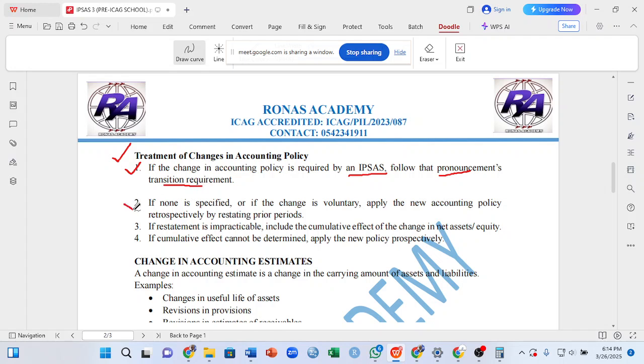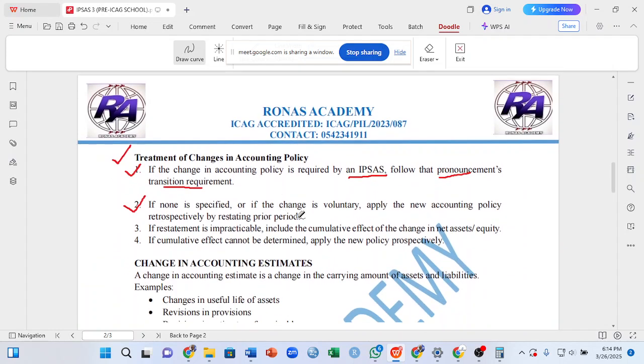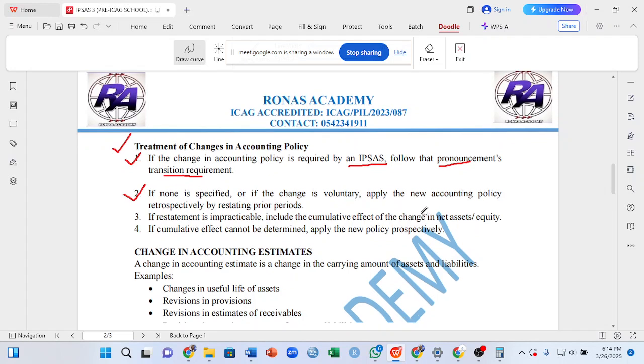Second one is in a case whereby there is no transition requirement, what do you do? Or probably you are making a change because the change is voluntary. And we say the change will be voluntary when the result will provide reliable and more relevant information in respect of the effect of the transaction. In the case whereby it is voluntary, what we do here is that you apply the new accounting policy retrospectively. And what's the meaning of retrospectively?